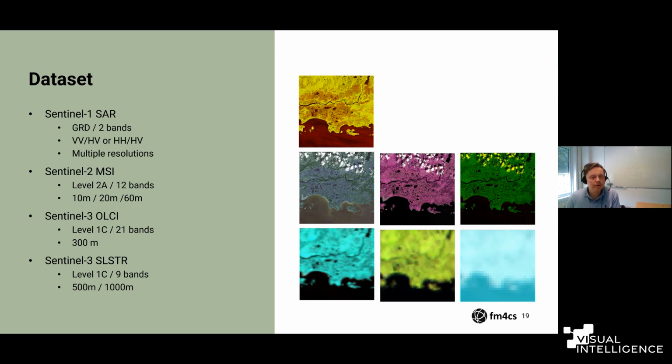For Sentinel-2, there are 3 different resolutions for those bands. The 10 meter has 4 bands, it's 6 bands in 20 meters, and it's 2 bands in 60 meters. And Sentinel-3 has 21 bands in 300 meters, and the Sentinel-3 SLSTR is 9 bands in 500 meters. So these are our data. Quite a lot of data we need to handle here.